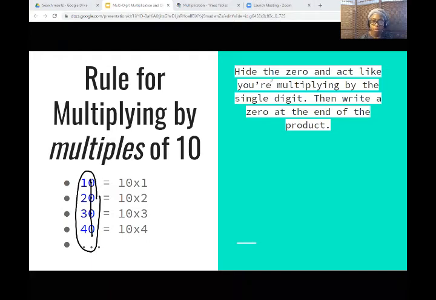So let's try it. Let's do 4 times 20. We're going to hide the 0 and act like we're just multiplying 4 times 2. 4 times 2 is 8, right? And now we can put the 0 back, 80. All right, how about 6 times 50? We hide the 0 and do 6 times 5. 6 times 5 is 30, and then we put the 0 back. That gives us 300. 6 times 50 is 300.